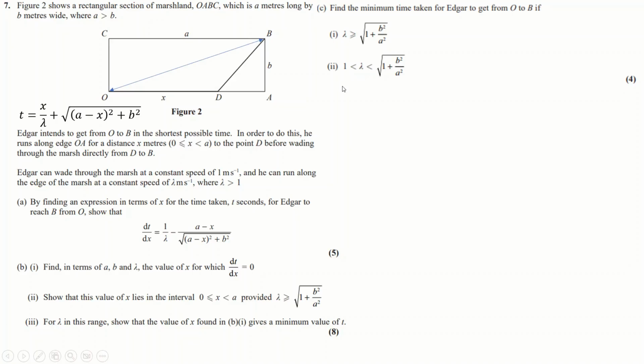If lambda is between these two things, well, that's just root a squared plus b squared. You know you go through the middle at speed 1, so the time is just going to be this divided by 1, which is just that. So that's going to be part 2.